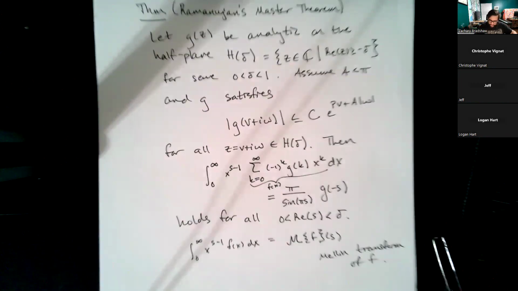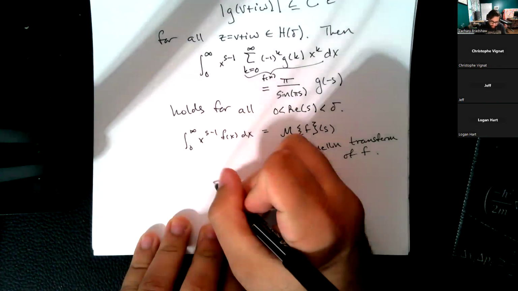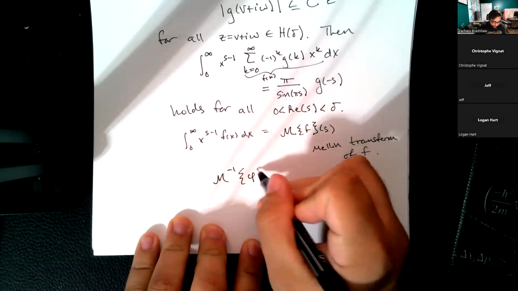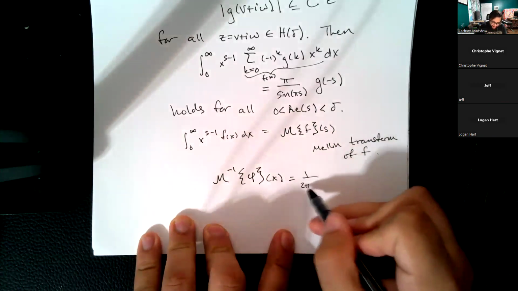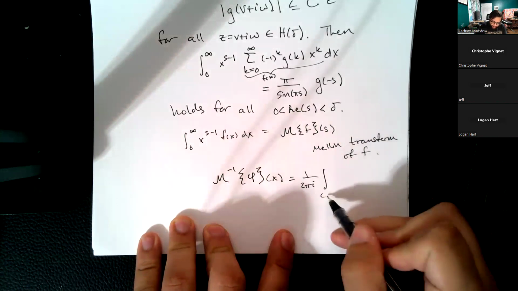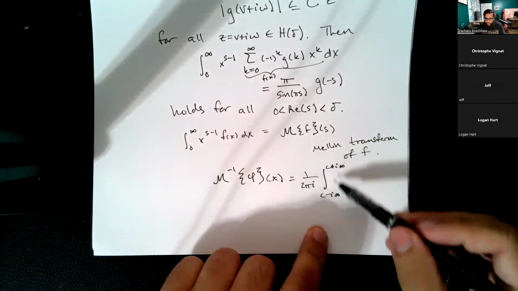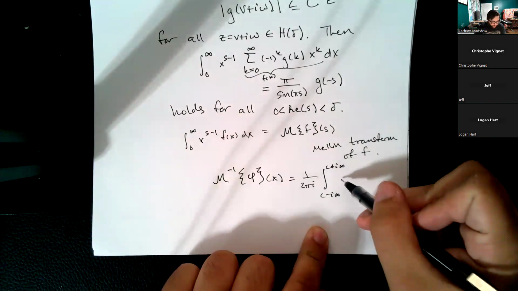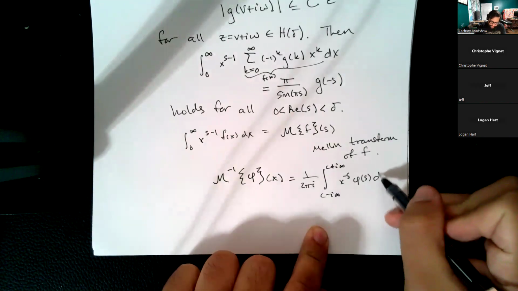Which tells us that the inverse Mellin transform of a function phi evaluated at x is 1 over 2 pi i times the integral from c minus i infinity to c plus i infinity. So this is an integral along a vertical line in the complex plane. That's what this notation means. x to the minus s, phi of s, ds.